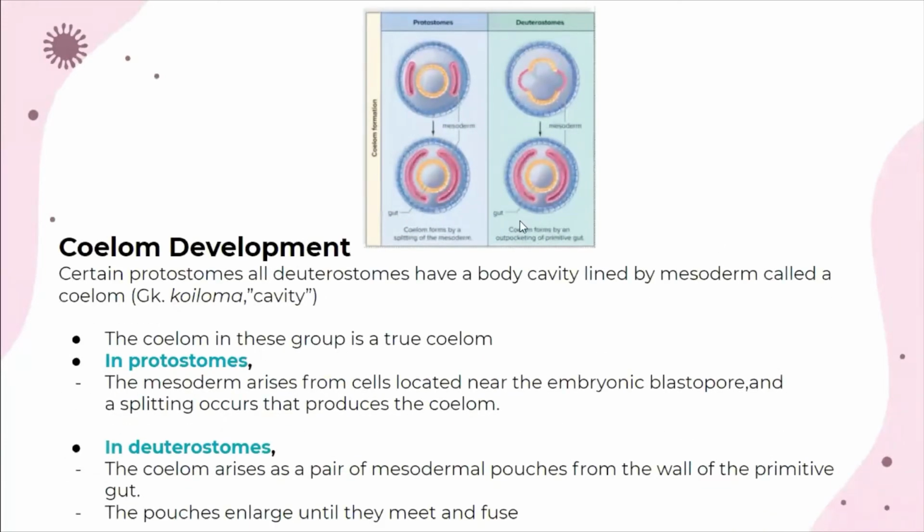And next, coelom development. Certain protostomes and all deuterostomes have a body cavity lined by mesoderm called a coelom, which comes from the Greek word koiloma, which means cavity. The coelom in this group is a true coelom. For protostomes, the mesoderm arises from cells located near the embryonic blastopore, and splitting occurs that produces the coelom. But for deuterostomes, the coelom arises as a pair of mesodermal pouches from the wall of the primitive gut, and the pouches enlarge until they meet and fuse. So, three of these major events will differentiate them.